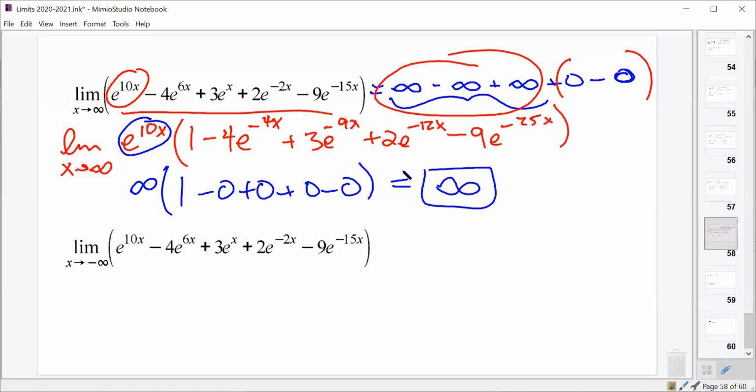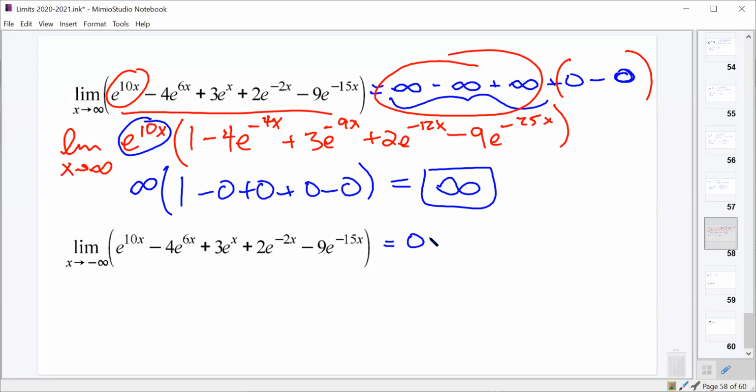Good or no? Yeah. Good. All right. Good, good, good, good. Any questions on that? Nope. All right, so when we try this bottom one, where we're looking at the limit as x approaches negative infinity, what happens if I plug in negative infinity to e to the 10x? What do I get?